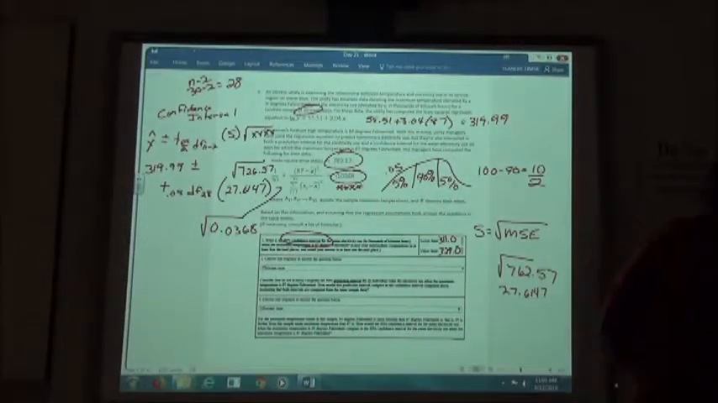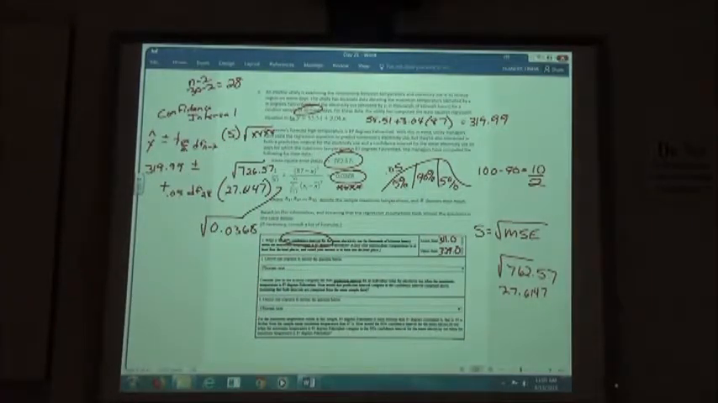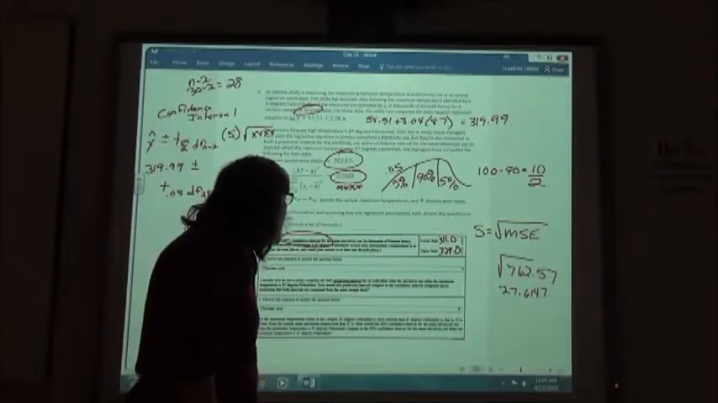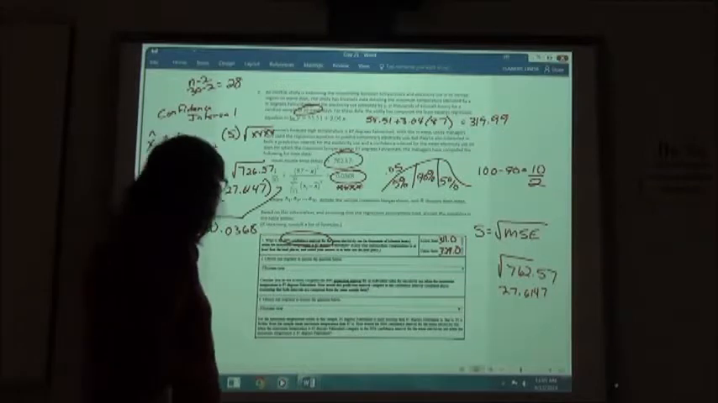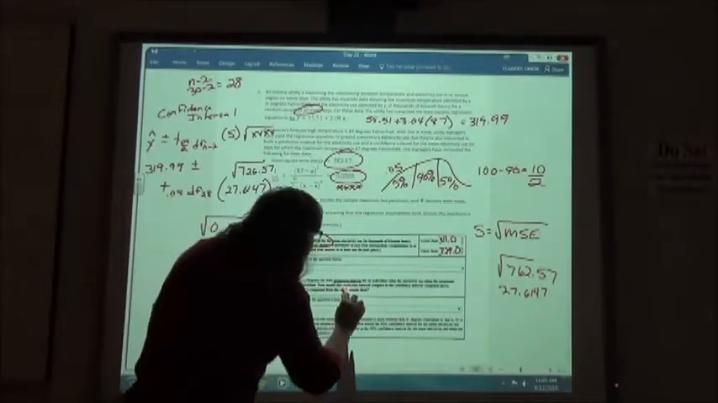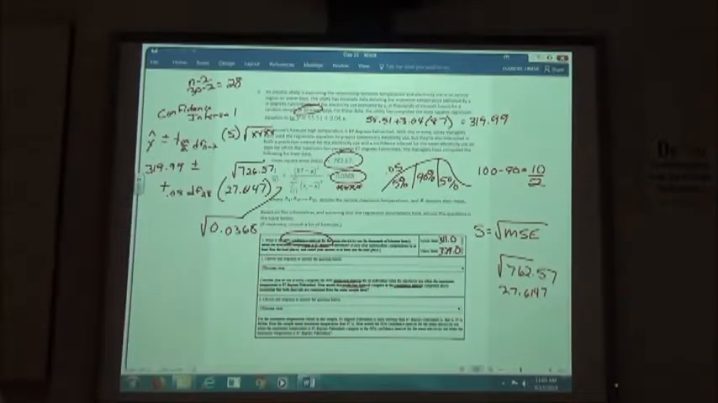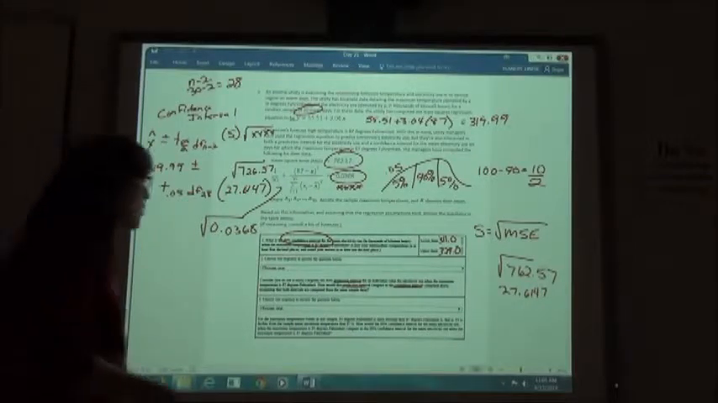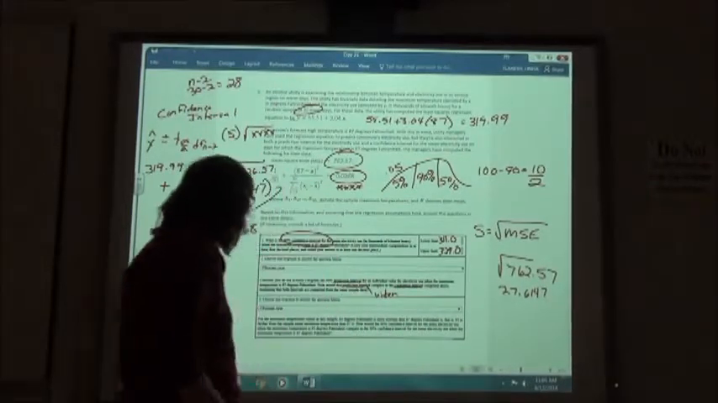Now the rest of the part is just answering our questions below. It says, consider but do not actually compute the 90% prediction interval for the individual value for electricity when the maximum temperature is 87. How would the prediction interval compare to the confidence interval? Remember that the prediction interval is always wider and the confidence interval is always narrower. So the prediction interval will be wider.